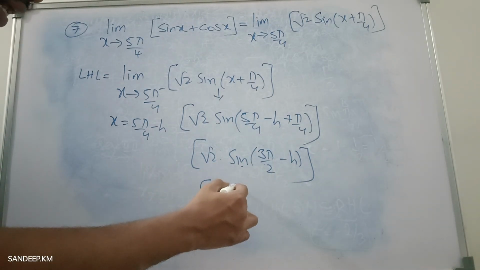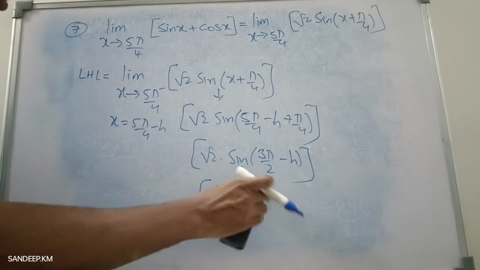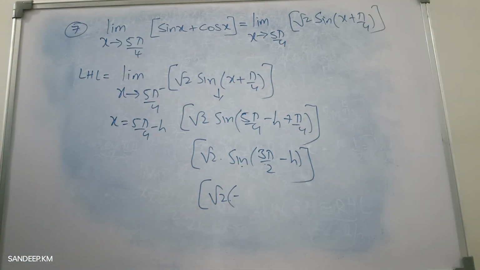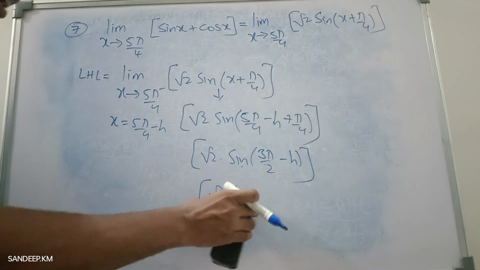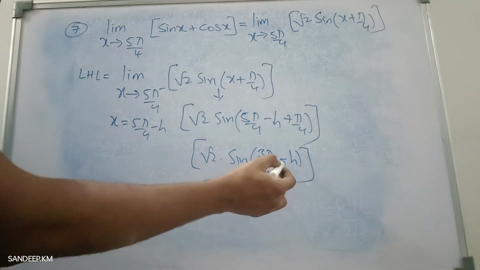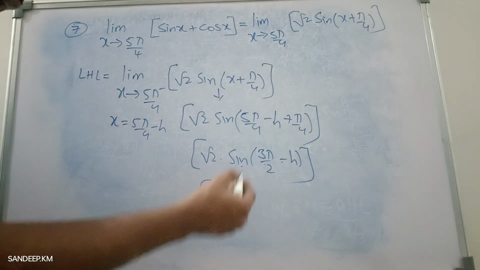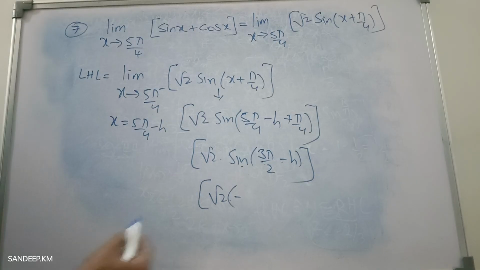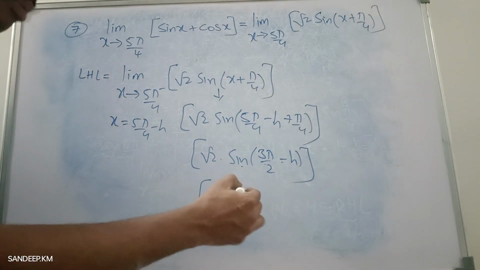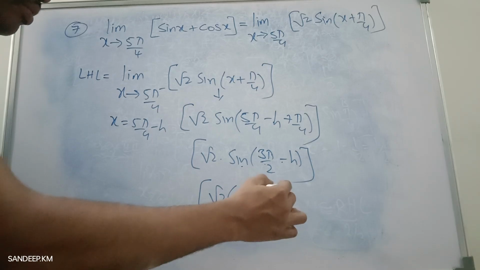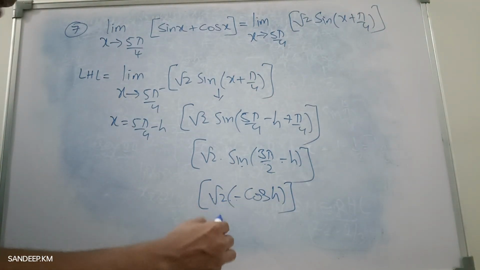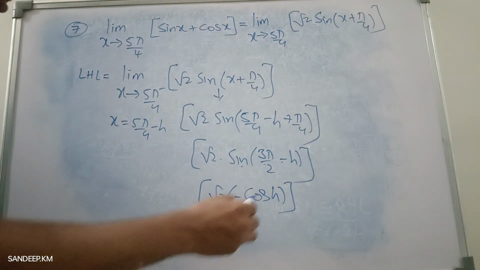It is minus cos, because 270 is an odd multiple of 90. Why do we get minus here first of all? Because 270 minus h is a third quadrant angle, correct or not? In the third quadrant sign is negative, so we get a minus sign. And this is 3 into 90, an odd multiple of 90, so sin becomes cos h. So plus into minus root 2 into cos.